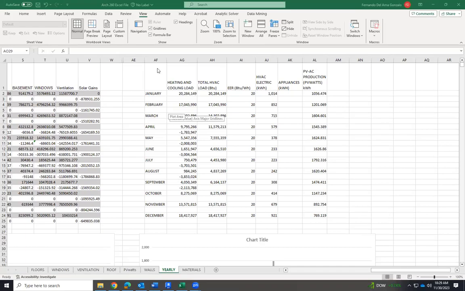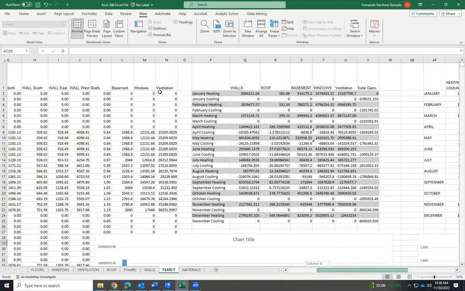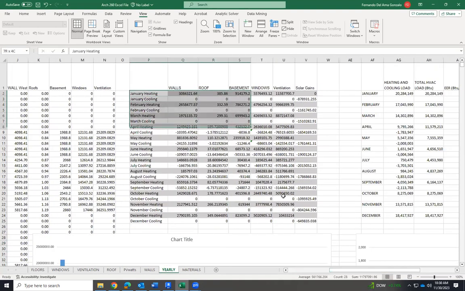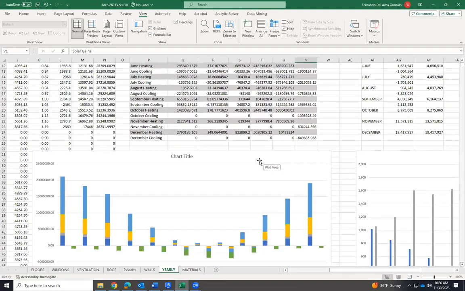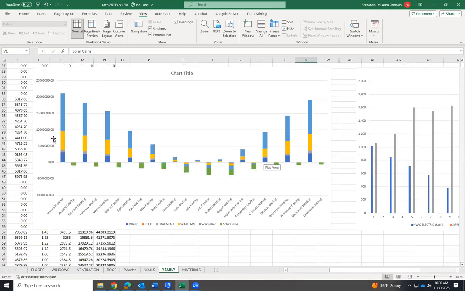Hello, everyone. We're going to complete this Excel file. Remember that we have created all these tables with all the heating loads. Then we created this new table with the heating and cooling loads throughout the year, the monthly heating and cooling loads. And here we have a summary for the walls, roof, basement, window, ventilation, and solar gains. That came with this table, we created a graphic like this with heat losses and heat gains.